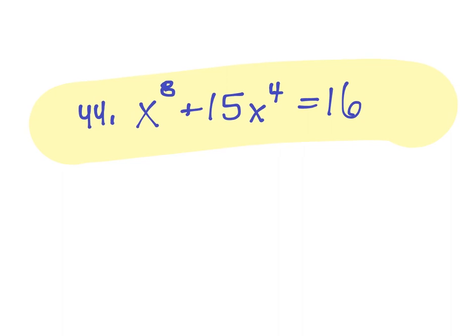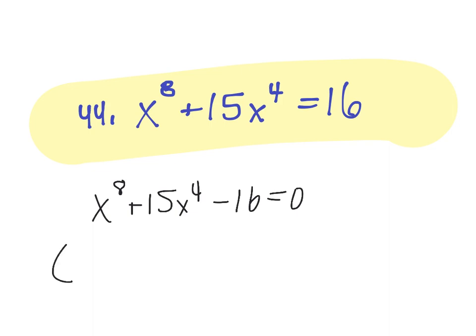Ooh, this one's a little tricky. Take out x. Hold on. Is everything on the same side? No. So I have x to the 8th plus 15x to the 4th minus 16 equals 0. Get everything to the same side. Guys, this is just a factoring problem.